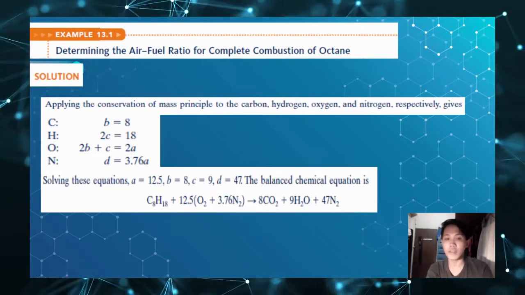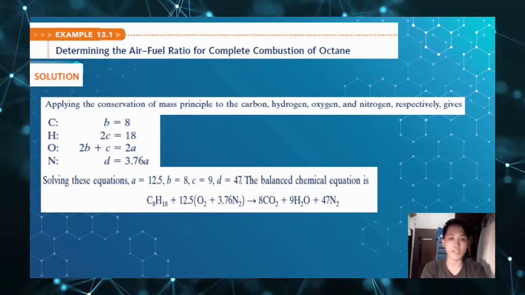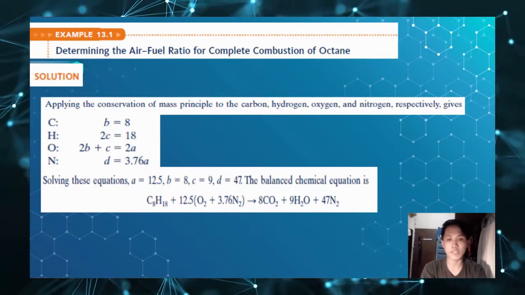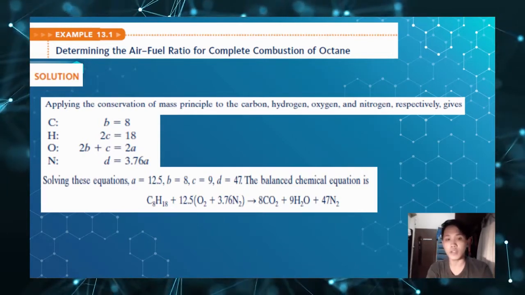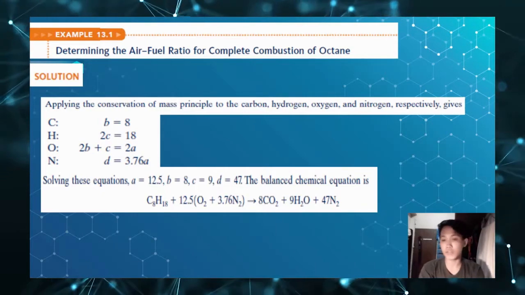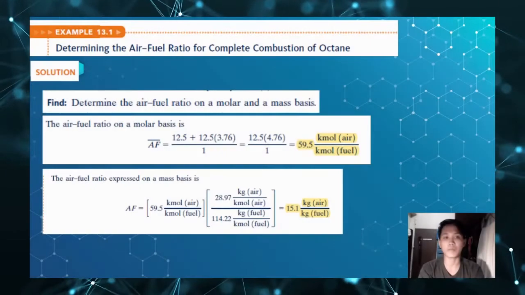is 47. Therefore, the balanced chemical equation is C8H18 plus 12.5 times the oxygen plus 3.76 of nitrogen gives 8 of carbon dioxide plus 9 of water plus 47 of nitrogen.